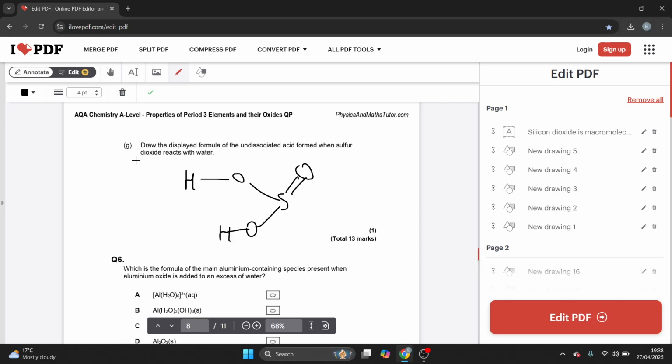Because think about this, right? Sulfur trioxide SO3 plus H2O gives H2SO4, right? But it's the undissociated acid.